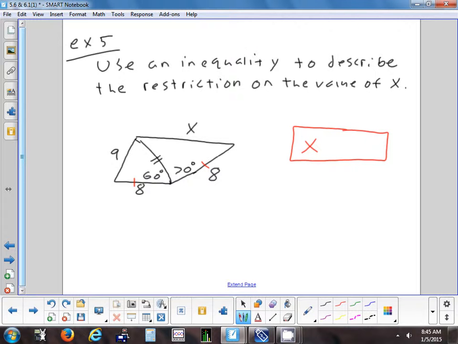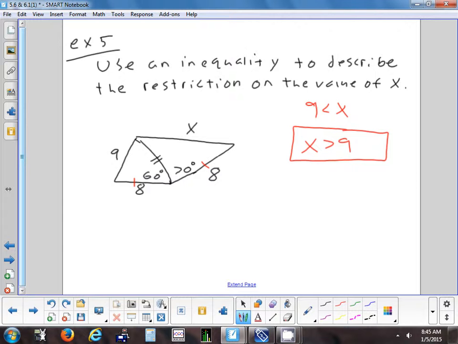The size of x has to be, look at the angle across from x. Look at the angle across from 9. So you know how x is going to compare to 9 by looking at that angle. Katrina? 60 is smaller than 70. Okay? So we know that 9 is going to be smaller than x. Or you could say it the way Katrina said, if 9 is smaller than x, that means x is bigger than 9. Okay? What is x?